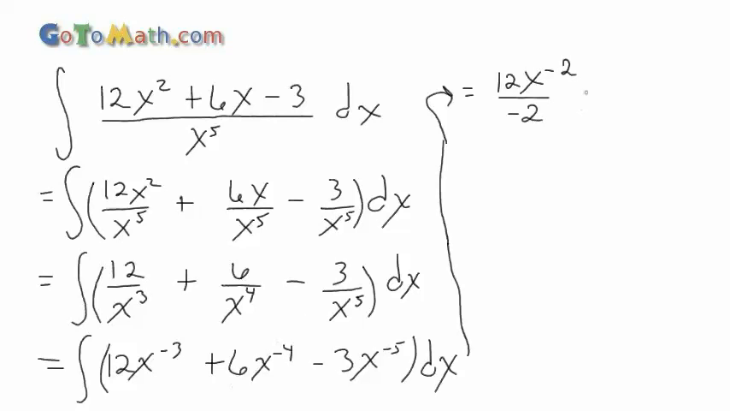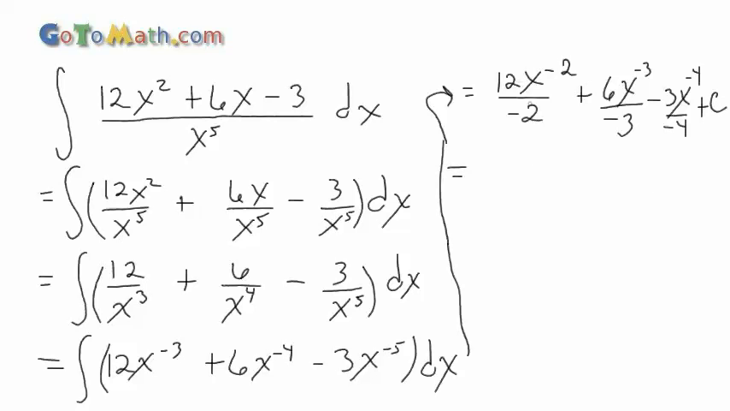Alright. Next one, we got 6 times x to the negative 3, right? We're adding 1, so it becomes negative 3. Take negative 3, put it down here. And then this one here, I'm going to run out of room here, 3x to the negative 4 over negative 4, and then plus c. So we got to squeeze in that c there.